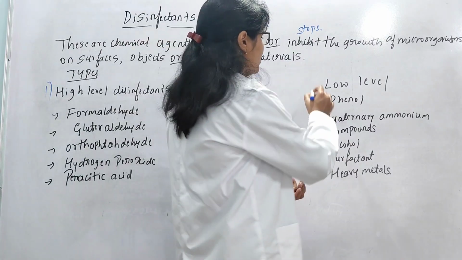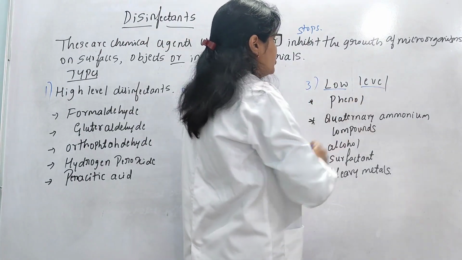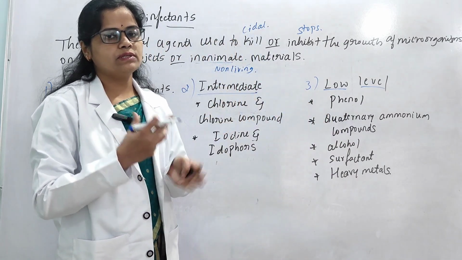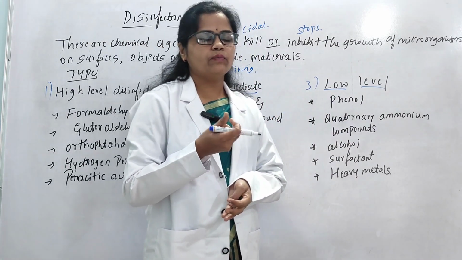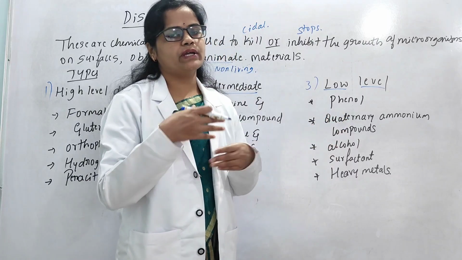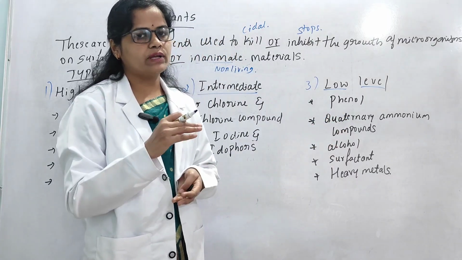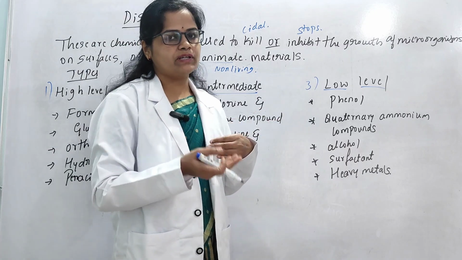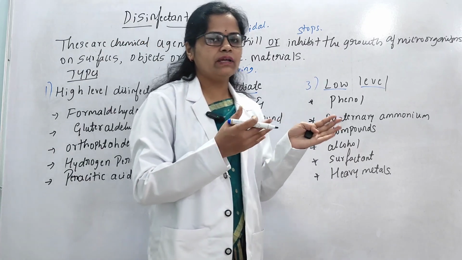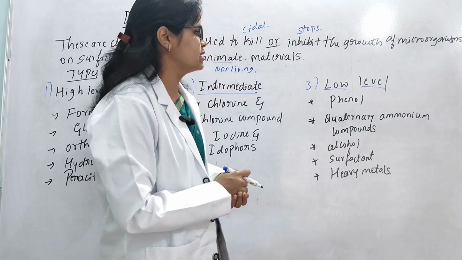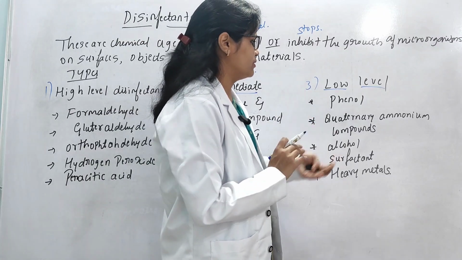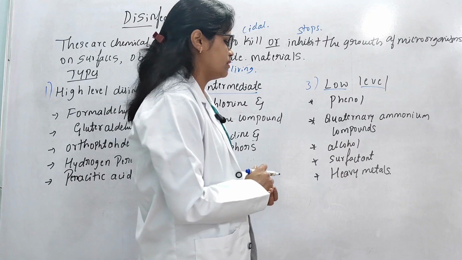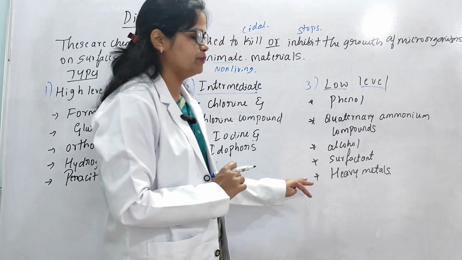So next is low level disinfectants. Low level disinfectants are agents which do not cause much effect on the microorganisms, meaning it will take more time to disinfect those microorganisms. Meaning the effect on microorganisms happens, but it will take much time. That is low level disinfectants. Examples for this are phenol, quaternary ammonium compounds, alcohol, surfactants, and heavy metals.